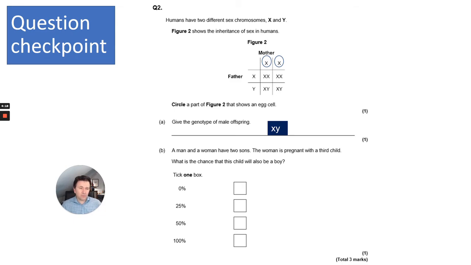And then a man and a woman have 2 sons. The woman is pregnant with a 3rd child. What's the chance that this child will also be a boy? Well, that will be 50%. So regardless of how many children you've had, every time you have a child, it's going to be 50%.